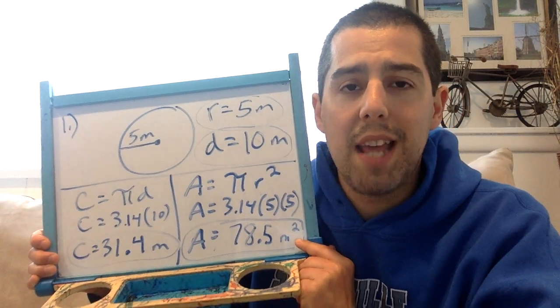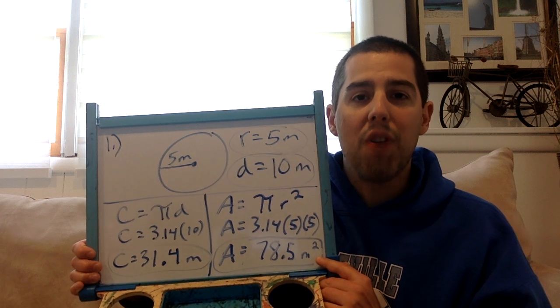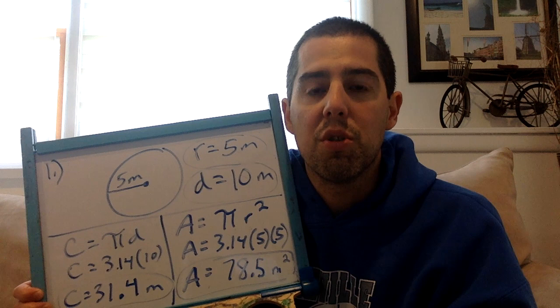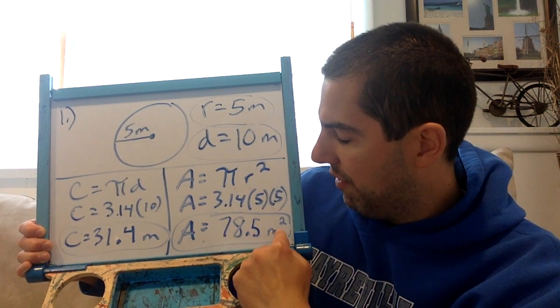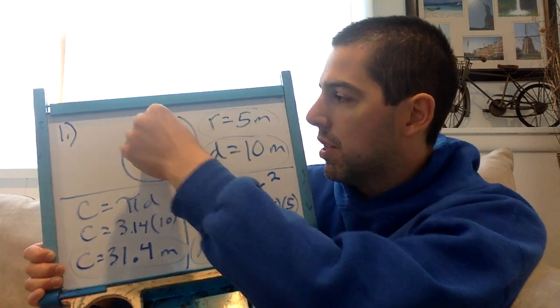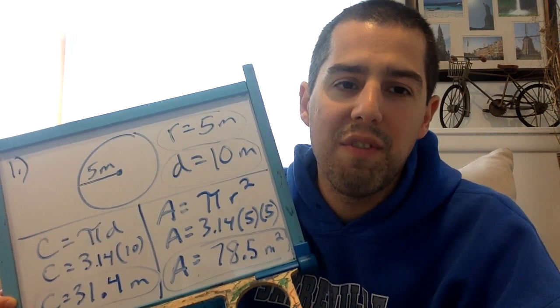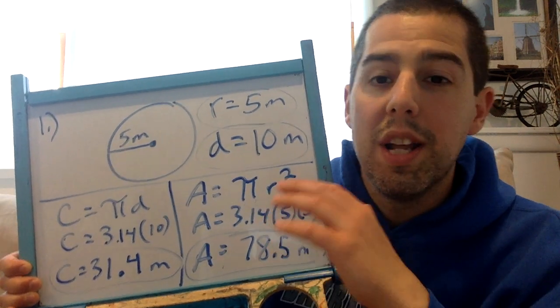Notice this label, because it's measuring area, and area is the amount of square units to cover the inside of the figure. So since this was an area problem, it's 78.5 square meters. If I was going to make little 1 by 1 meter squares, I would need 78.5 of them to cover the whole circle. So this is how you do number 1.